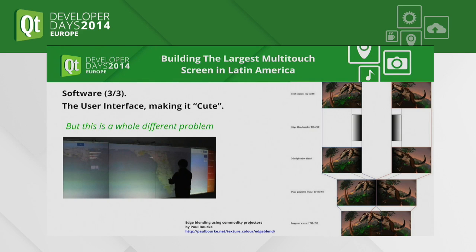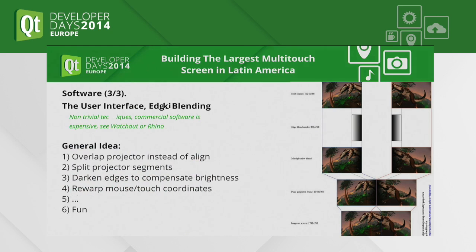But basically what you do is slice your image and overlap your projectors. That's easy to say. In addition, you have to darken the edges and apply some filters, so when you reblend, you don't get these rough edges. So the general idea is this: you overlap your projectors instead of carefully aligning them, you split your segments, and you darken edges.